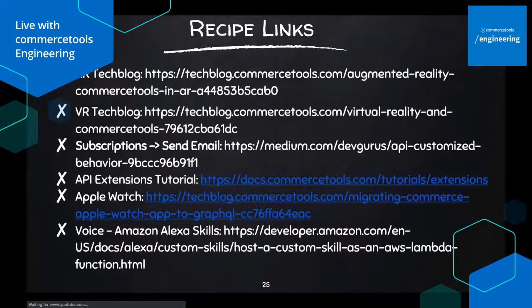The second to last there is an Apple Watch link that shows how you can utilize GraphQL to create an Apple Watch app to cart and order through Commerce Tools. And finally, I put a link to the Amazon Alexa skills in a Lambda so you can use serverless to interact with voice e-commerce.